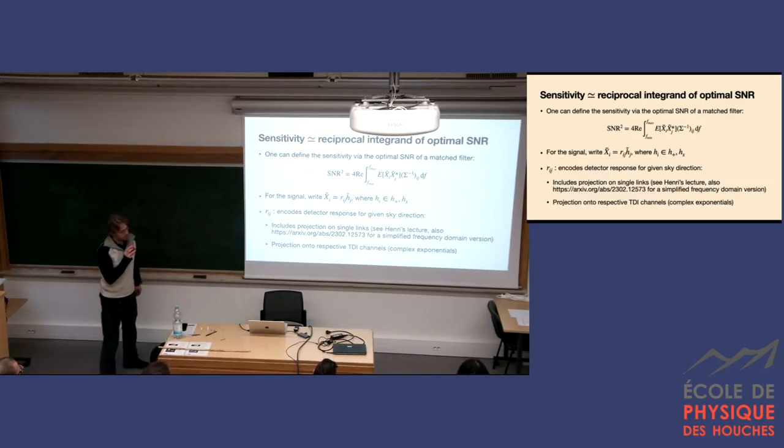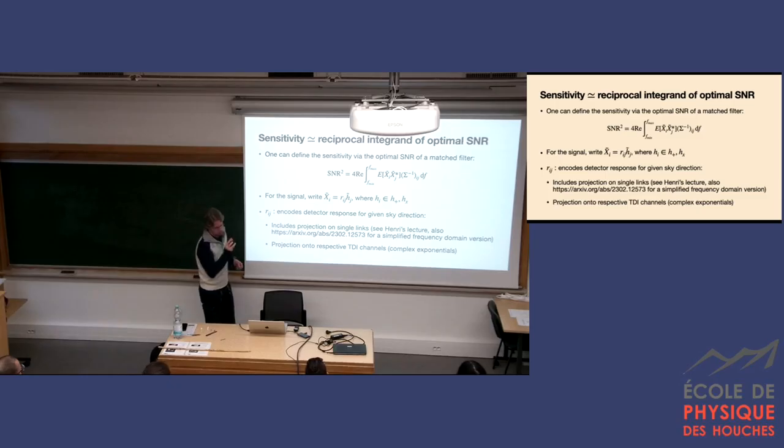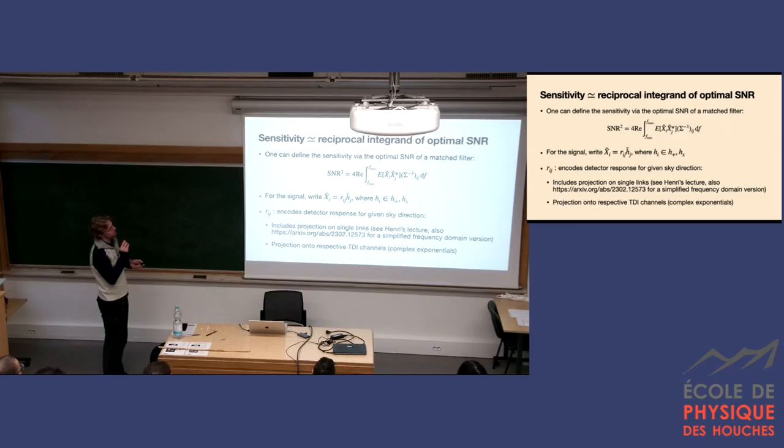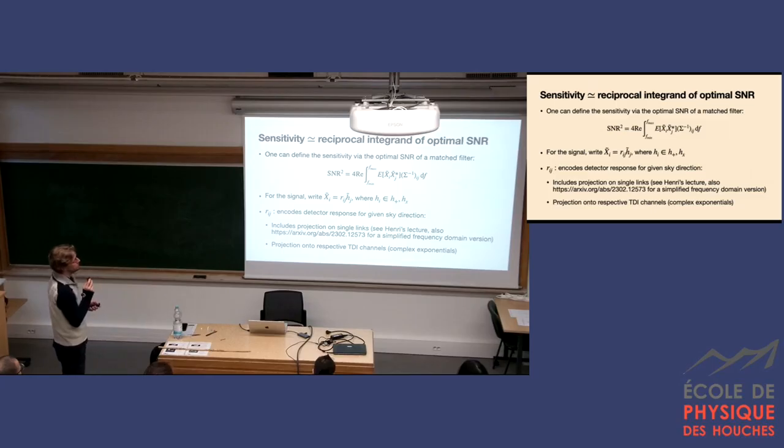It's derived from the optimal SNR of a matched filter. In case you are not familiar with it, it looks something like that. You have in there the inverse of your noise covariance matrix, and you have your Fourier transform of your signals, which in this case I allow to be stochastic themselves, which is why there's an expectation value. And then the whole thing is just integrated over frequency.